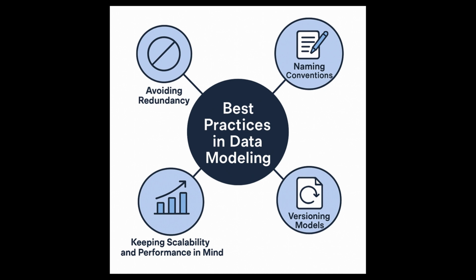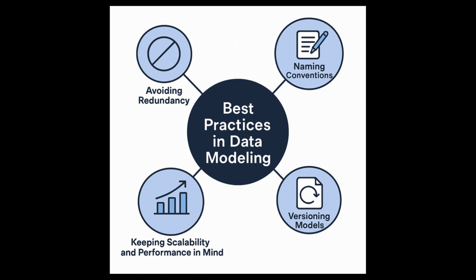over time. For example, always use singular names for entities like customer instead of customers, and ensure that column names are descriptive and follow a consistent format. 2. Avoiding redundancy. Redundancy in data models can lead to inefficiencies, inconsistencies, and difficulties in maintaining the system. One of the goals of data modeling is to eliminate unnecessary duplication of data. This can be achieved by adhering to the principles of normalization. However, it's also essential to balance normalization with performance considerations. Sometimes, denormalization may be necessary for performance optimization, but avoid excessive duplication.